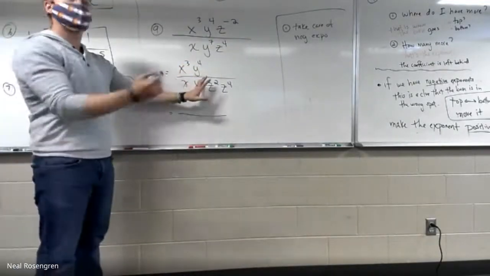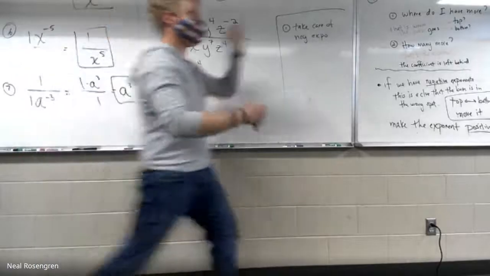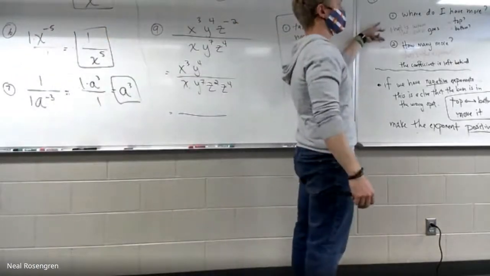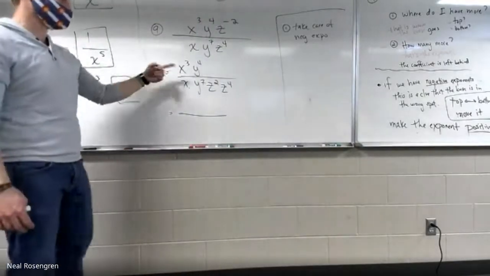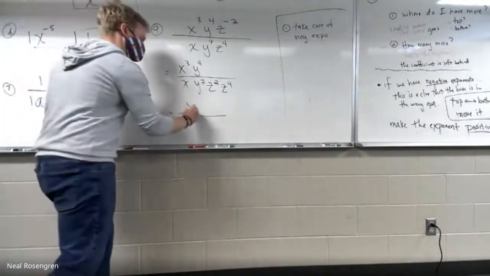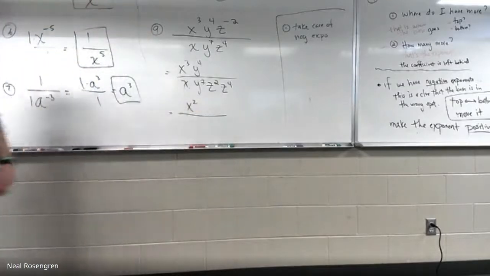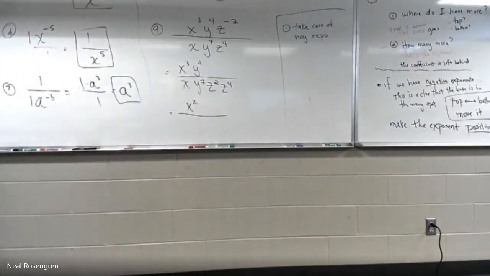Oh, okay, it's part of a fraction. One on top, one on bottom, then I better ask myself these two questions: where do I have more, and how many more? x to the third on top, x on bottom. Oh, okay, I got two x's on top. Sweet, sounds good. And my x's are done.